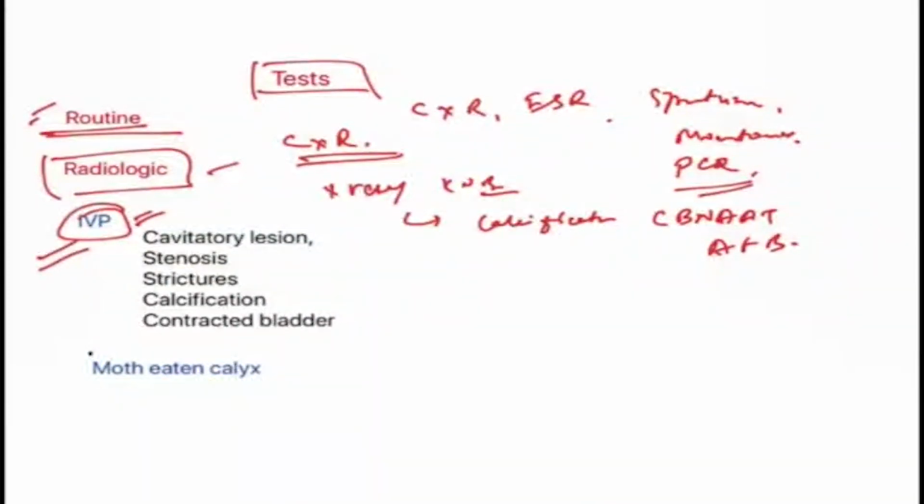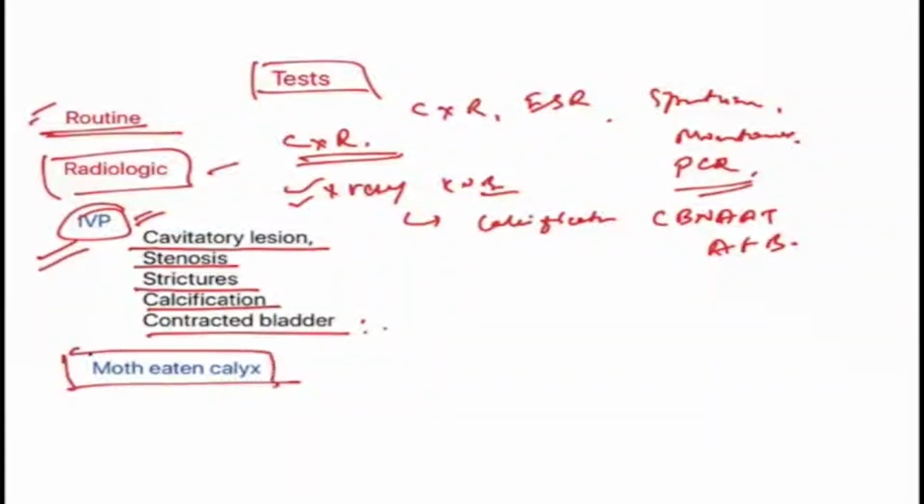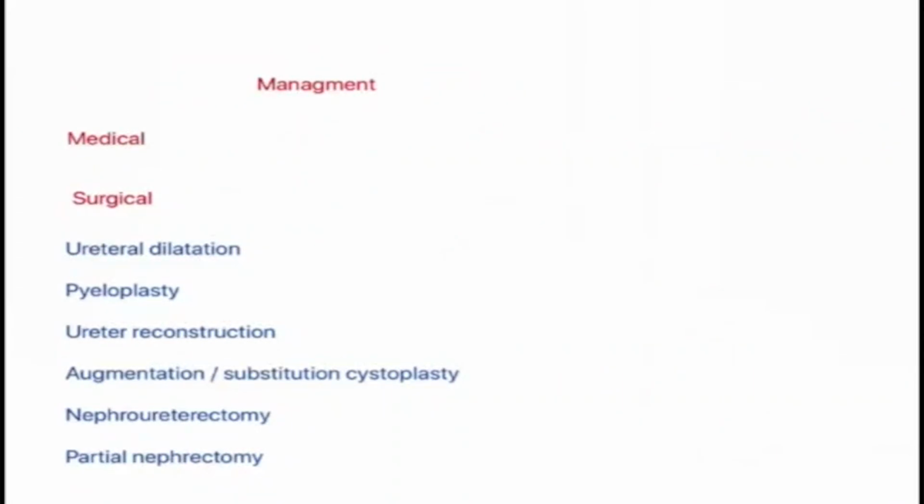Now coming to the intravenous pyelography. So there are multiple findings which can be present. These are the cavitatory lesion, stenosis because of fibrosis, and stricture when the fibrosis has progressed, the calcification which can also be seen on X-ray, and contracted bladder or thimble bladder. Moth-eaten calyx on IVP is the earliest sign.